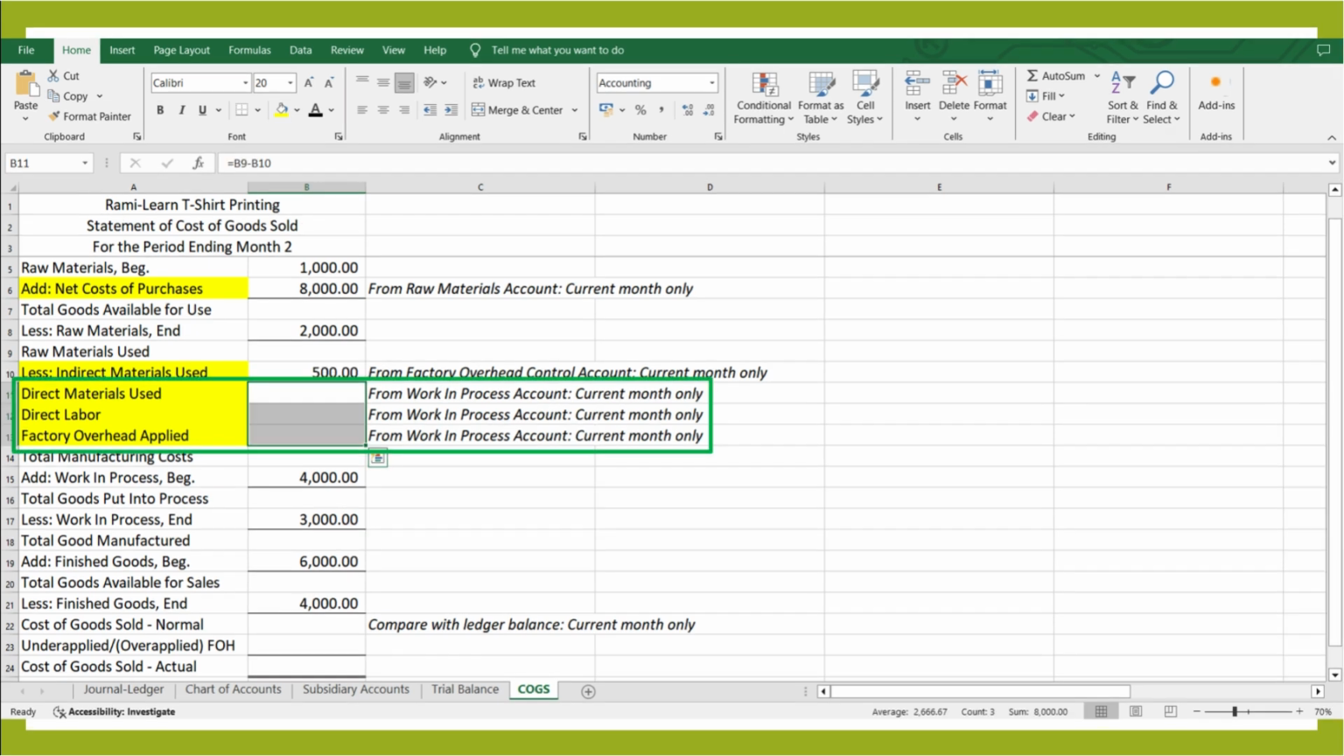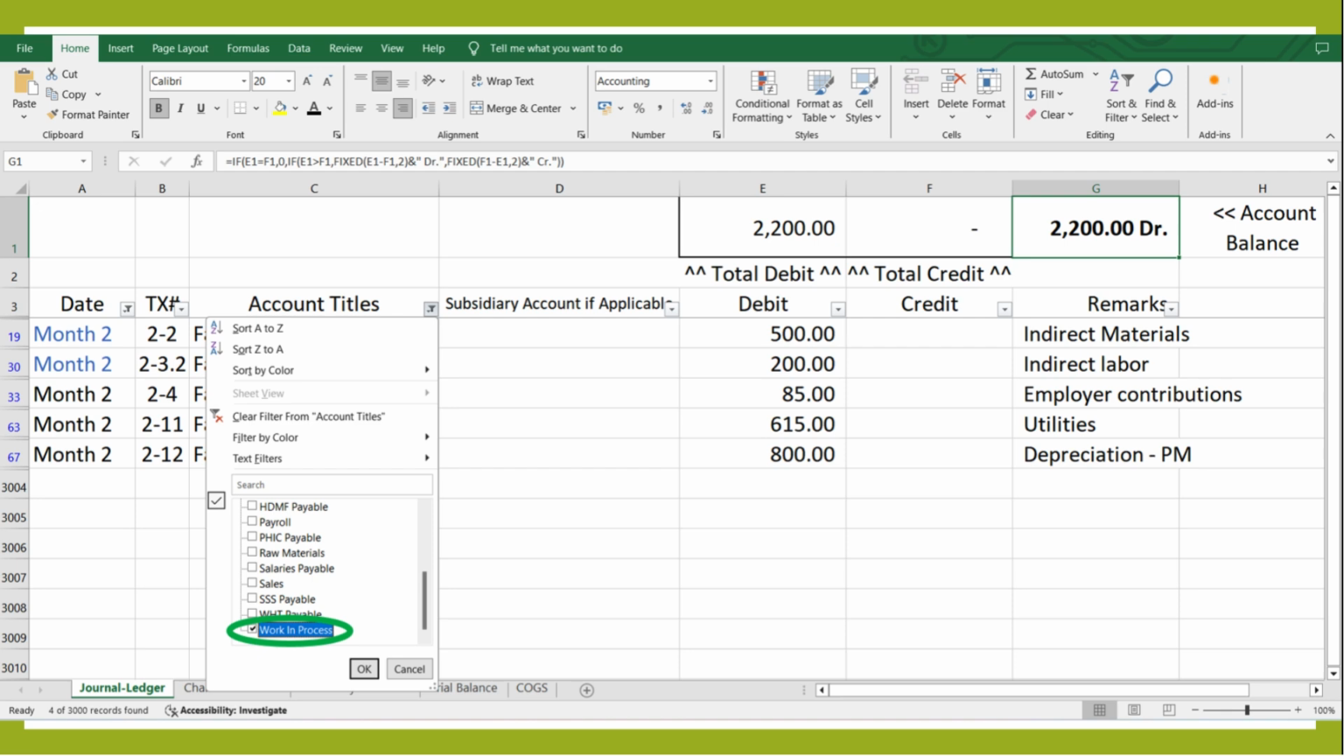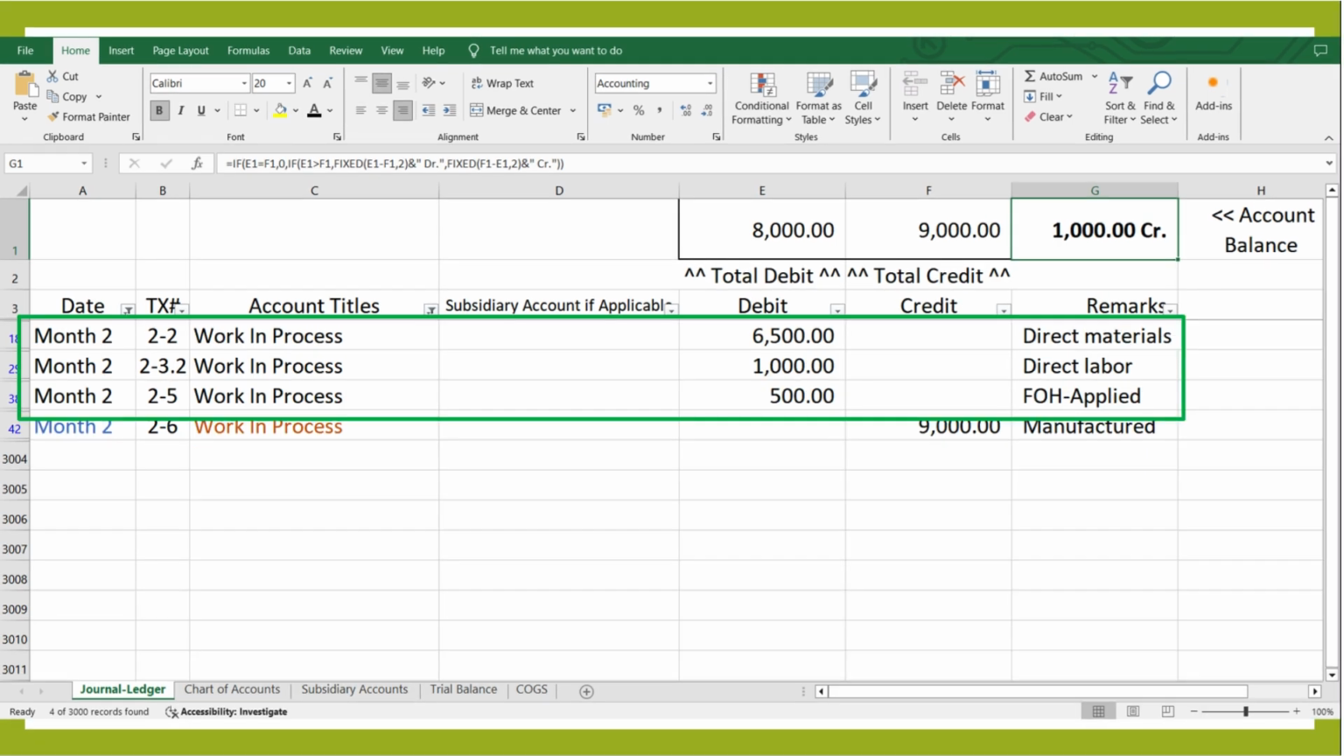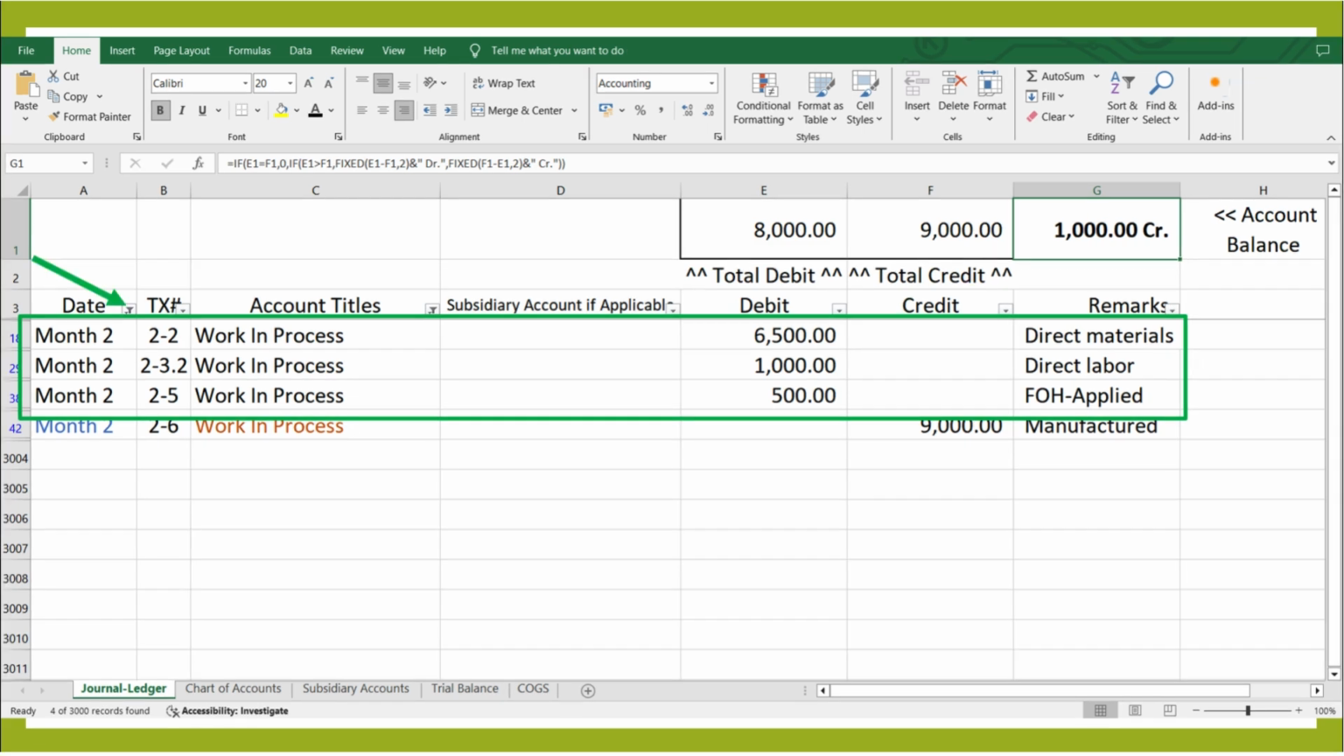Finally, we will continue with the breakdown of the amounts charged to work in process during month 2 for direct materials, direct labor, and factory overhead applied. I want to emphasize that this refers specifically to the amounts charged during that month. Once again, we can find all those items by checking our work in process ledger. We need to verify if we are in the current month, which is month 2. Yes, we are in the right period.